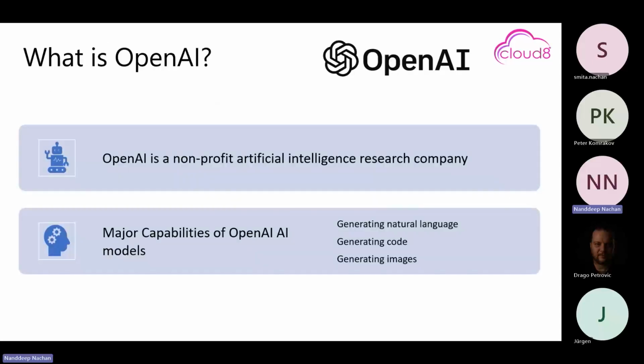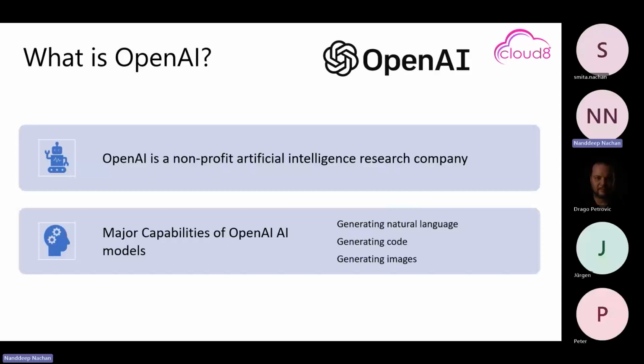So let's quickly touch base upon the concept of OpenAI. In simple words, OpenAI is a non-profit artificial intelligence research company based out of the US, and their goal is to advance digital intelligence in a way that is most likely to benefit humanity as a whole. It has various capabilities, but the major ones are that it can generate natural language. For example, it can summarize complex text for different reading levels, suggest alternative wording for a sentence, and much more.